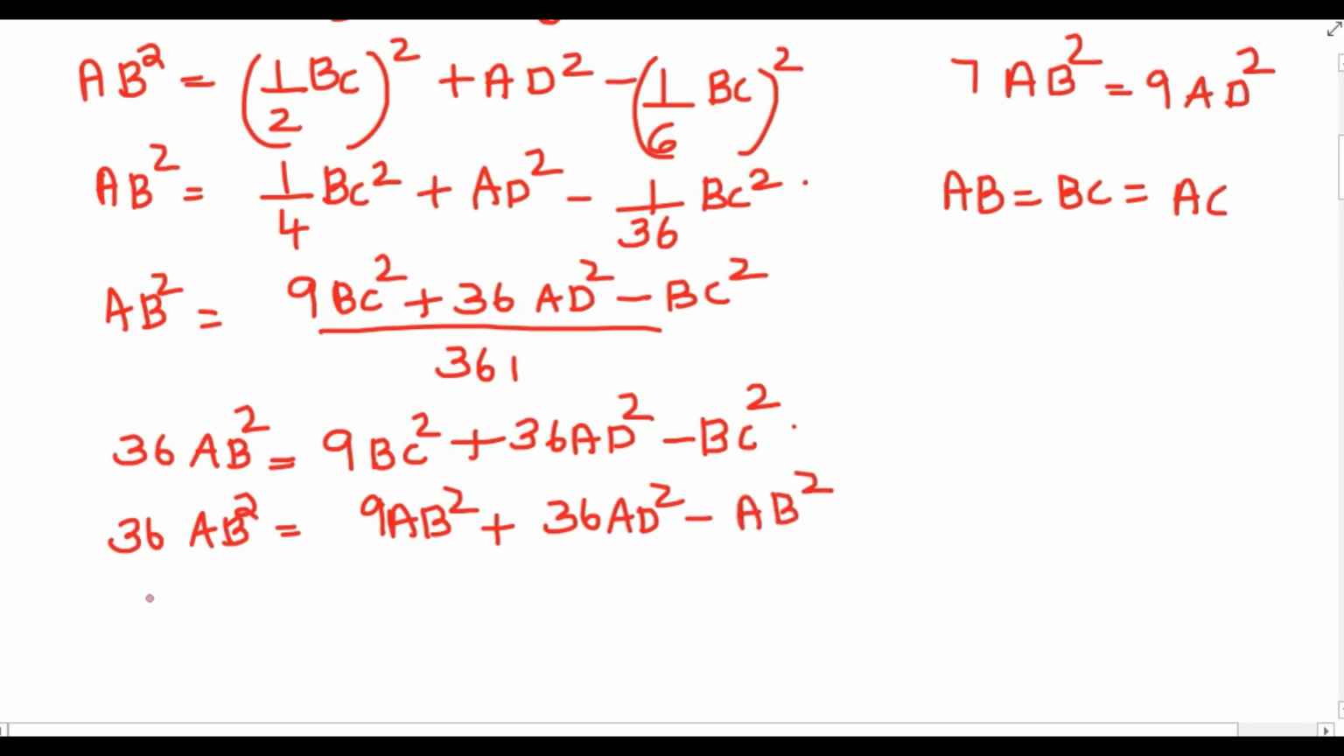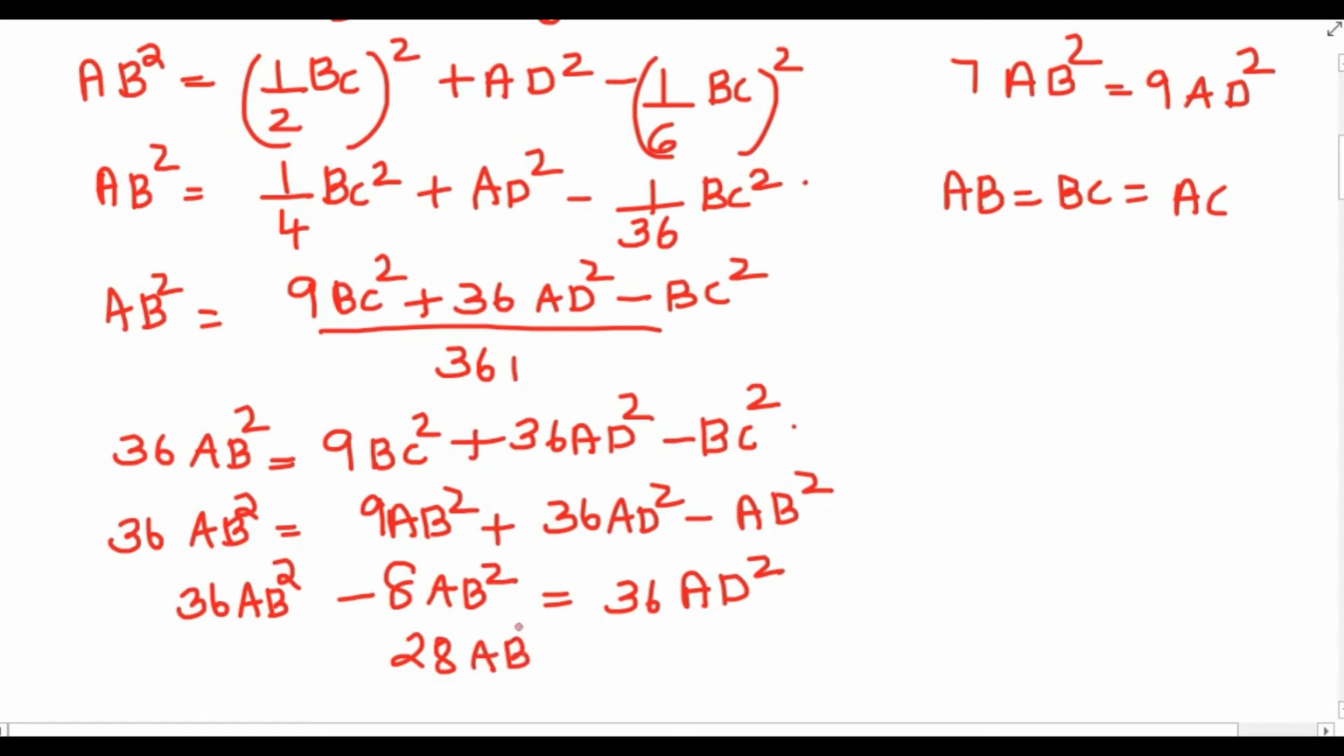Now we can subtract all these terms. 9 minus 1 is 8AB square, and we have 36 AB square. 8AB square, when I take it to the other side, becomes minus 8AB square. 36 minus 8 is 28AB square, which is equal to 36 AD square.